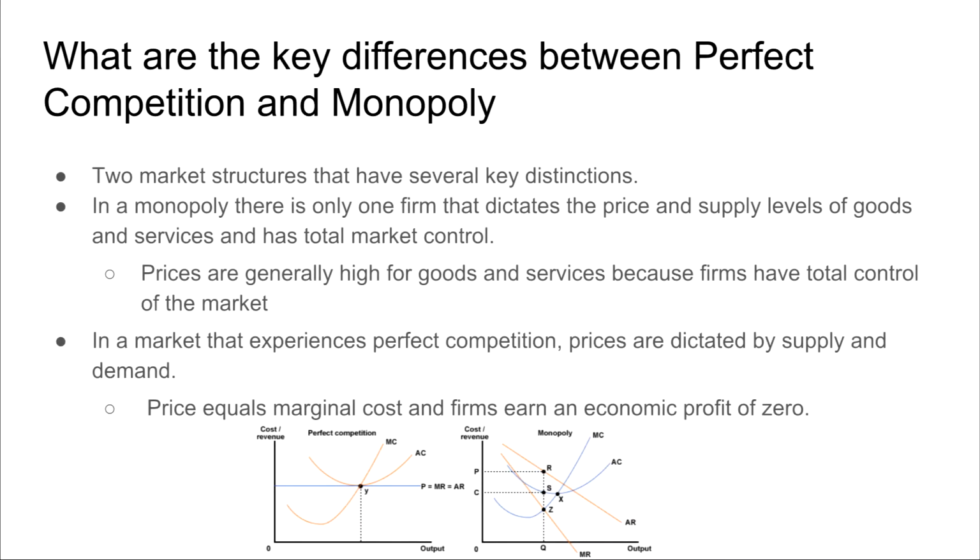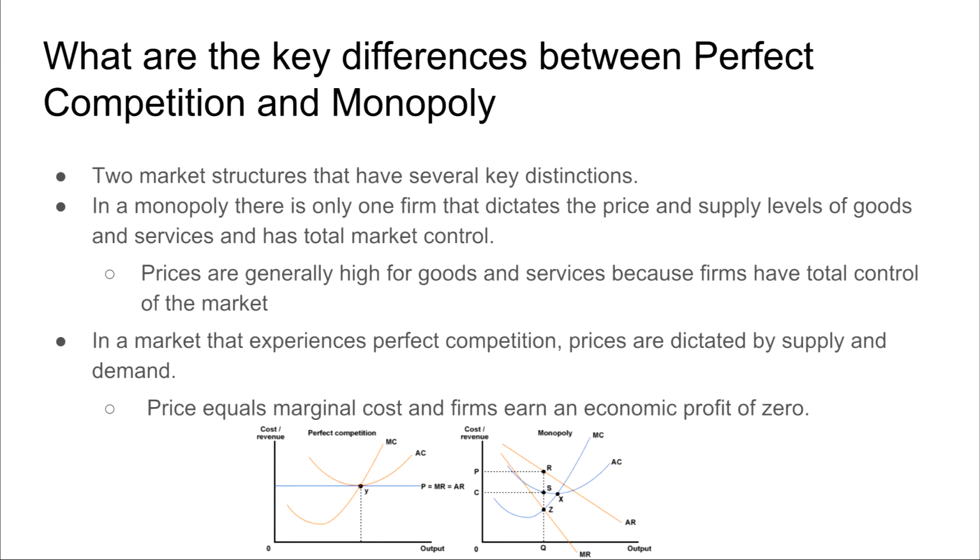A monopolistic market and a perfectly competitive market are 2 market structures that have several key distinctions. In a monopoly, there is only one firm that dictates the price and supply level of goods and services and has total market control. In a monopolistic market, prices are high for goods and services because firms have total control of the market. In this type of market, firms are price makers because they control the prices of goods and services.